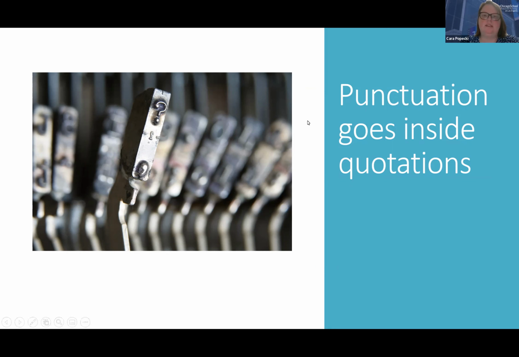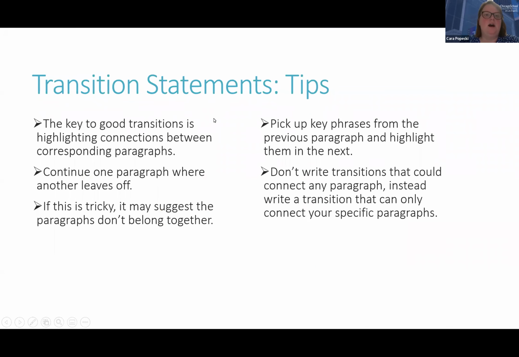All right, we're going to move on to the next section. We're going to talk now about more general writing tips. We covered the grammar section, the fun stuff, and got that out of the way. Now we're going to talk more generally about writing style and writing tips for when you're approaching a paper. So, transition statements.